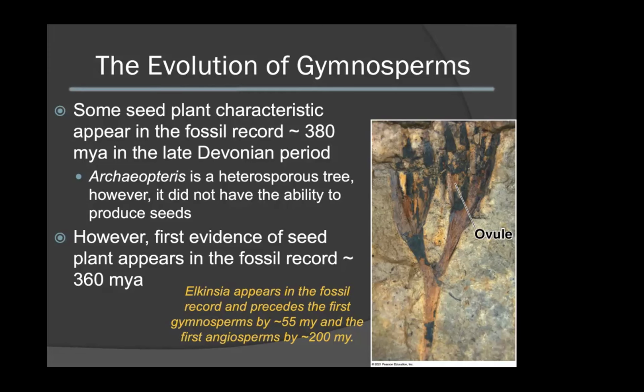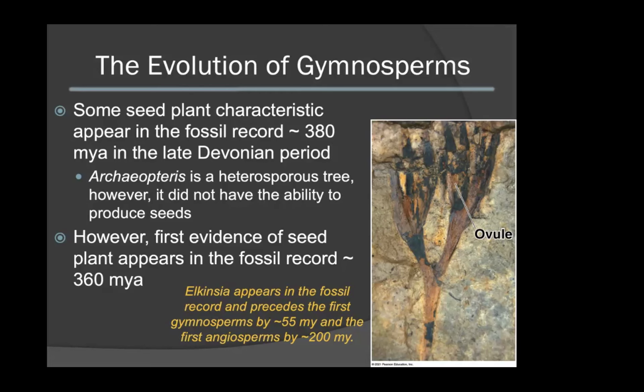If we consider the evolution of gymnosperms, we note that within the fossil record there are some seed plant characteristics that appear in various types of plants approximately 380 million years ago in the late Devonian. Archaeopteris is a heterosporous tree, however, it did not have the ability to yet produce seeds.